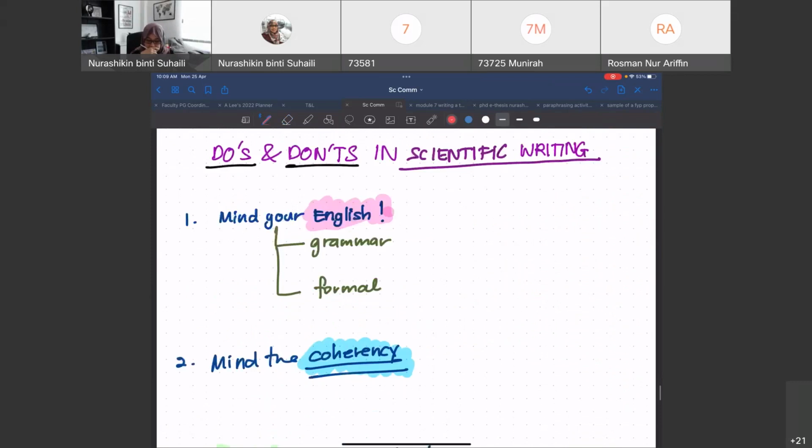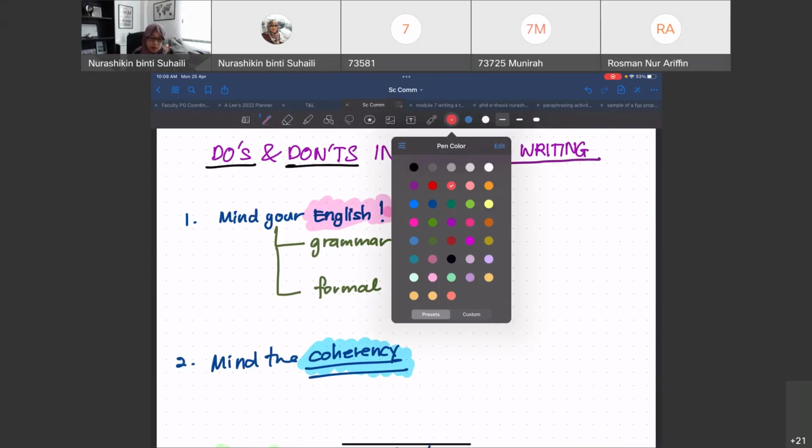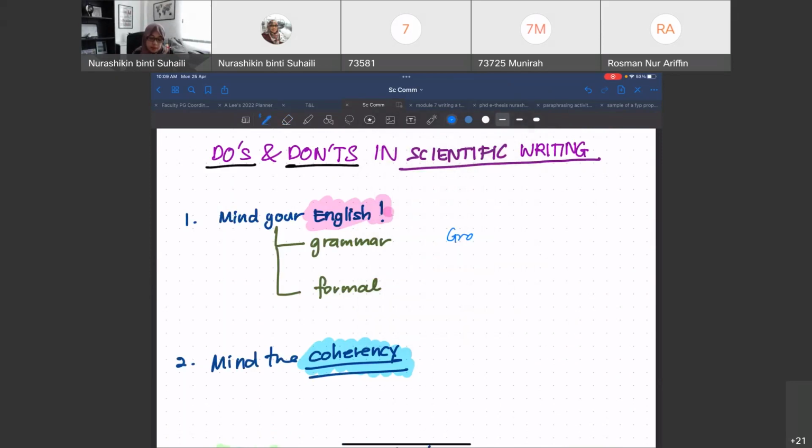Do's and don'ts in scientific writing. Mind your English. There are a lot of tools that can help you. For example, to check your grammar, you can install Grammarly. Grammarly is free. What Grammarly does is check your grammar, so it will highlight the mistakes.